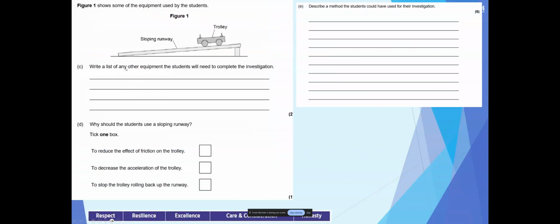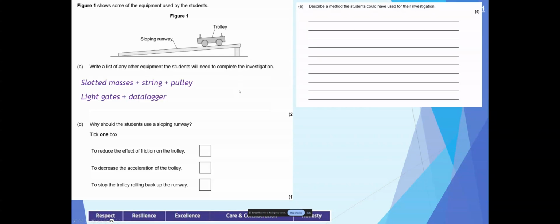Right. Write a list of any other equipment the student will need to complete the investigation. We need some way of measuring the acceleration. We need some way of pulling it to measure the force. So we've got slotted masses, string and a pulley to pull it down the slope so we know how much force is pulling it. And then we need light gates and a data logger to measure that acceleration.